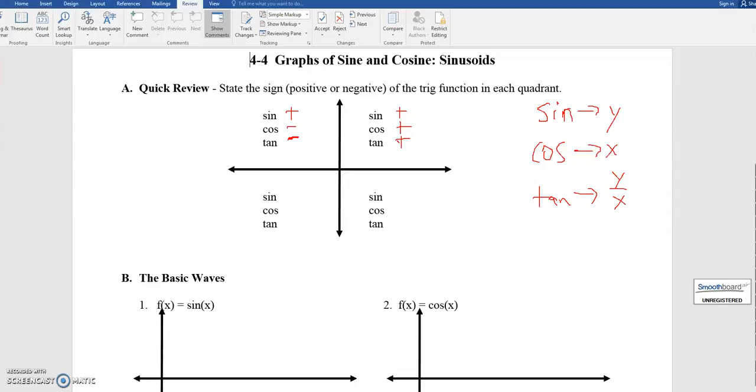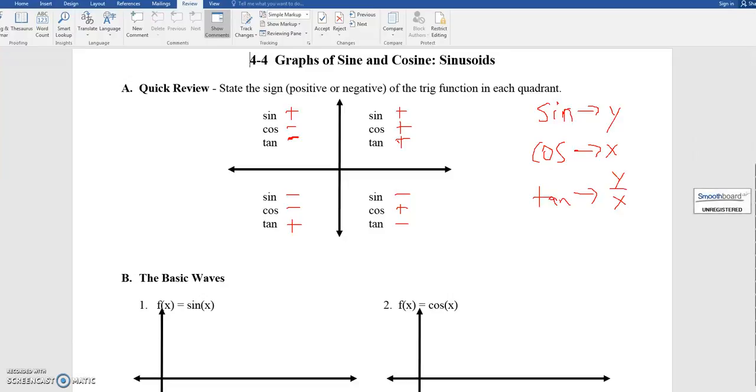In the third quadrant, both sine and cosine, y and x I should say, are negative. But that means that tangent, the fraction created by them, would be positive. And in the fourth quadrant, sine is negative because y is negative there. Cosine is positive, and tangent would be negative. That's just a handy reference to have for a lot of the questions that we're dealing with here.